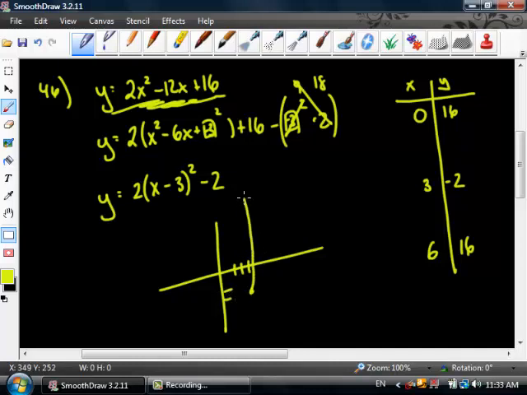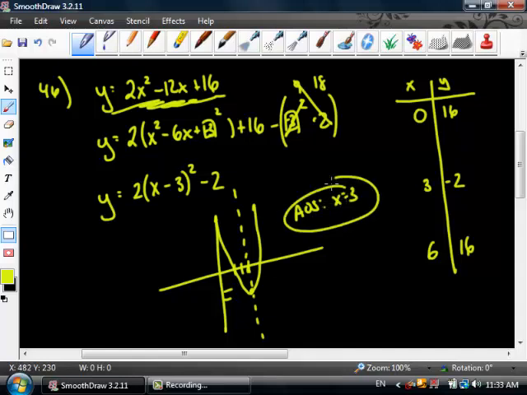It's upward facing. It's a little bit skinnier than normal. And my axis of symmetry goes straight down the center. And my axis of symmetry, which you will be asked for on the midterm, is going to be x equals 3. Right. Okay, let's keep going.